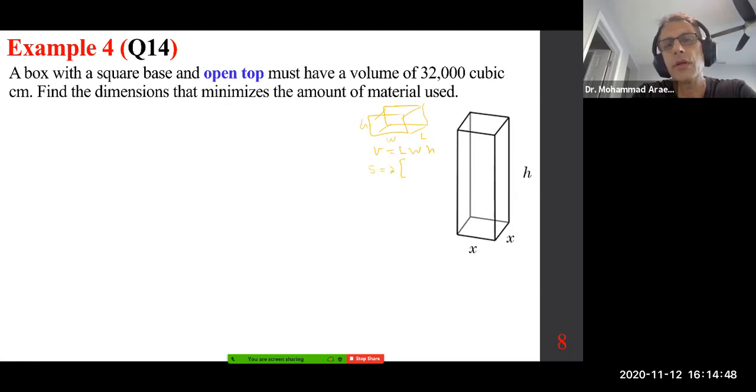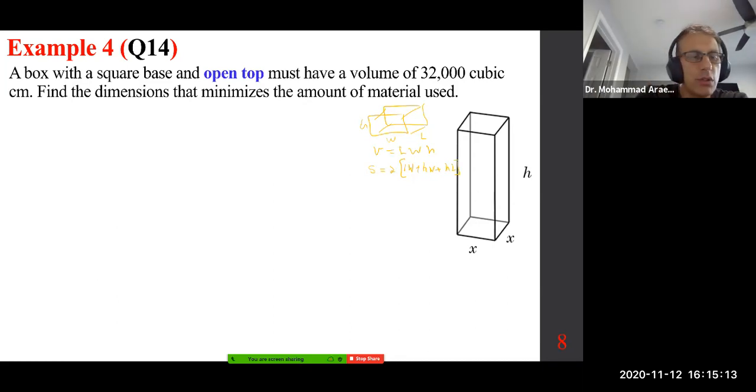is 2 times the base. The base is LW. Then there are 4 walls, okay. H times W, and then H times L. So you have 2 of each.